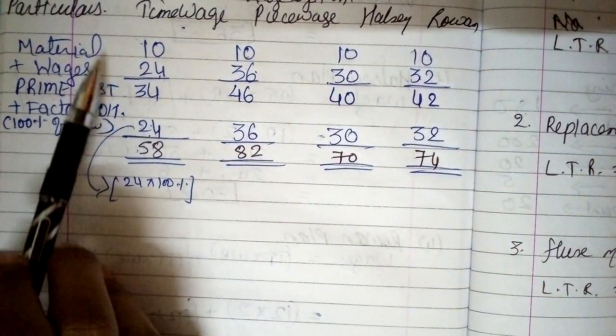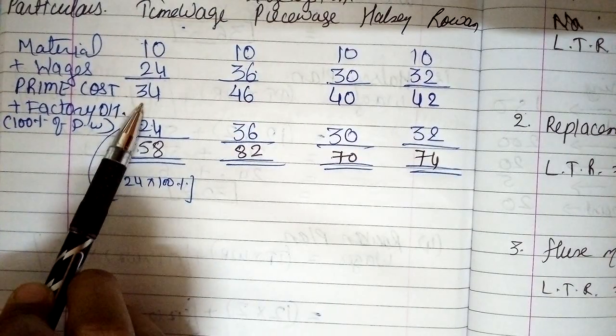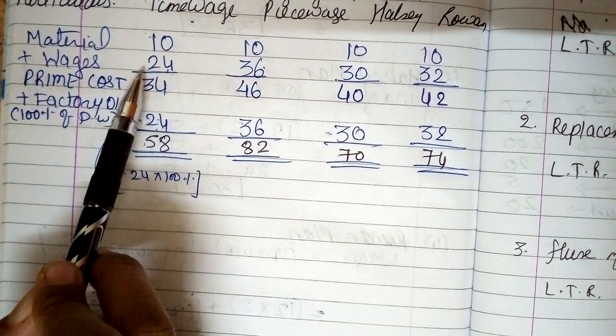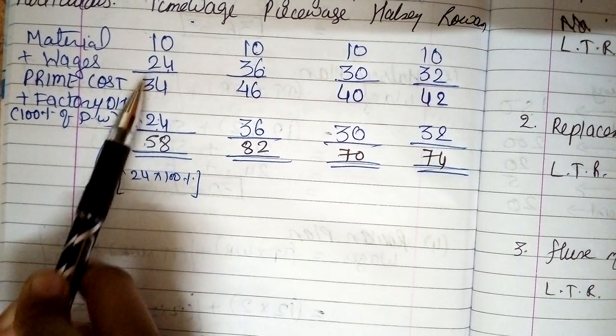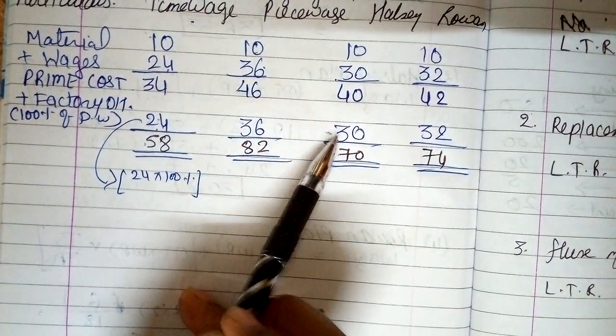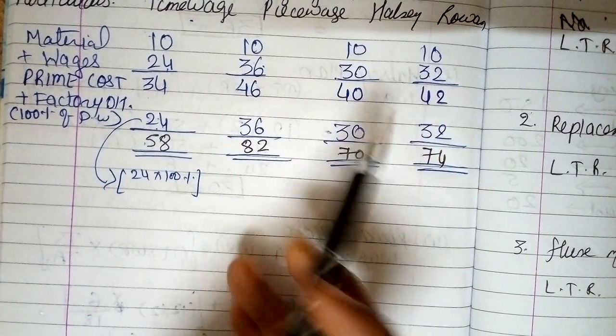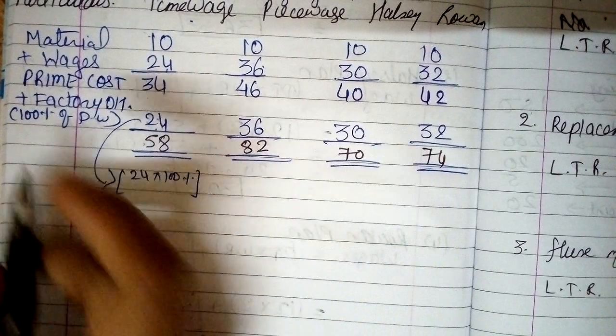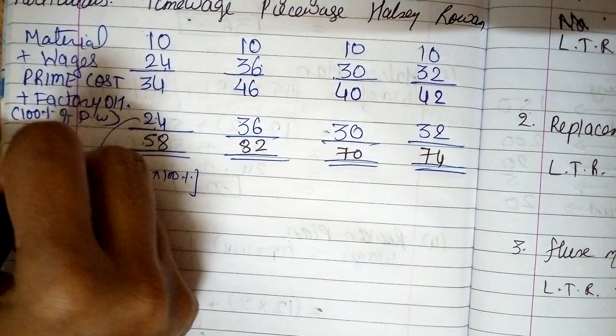I repeat, material plus wages, that is prime cost. Factory overheads are recovered at 100% of direct wages, so that is 24. So 58, here 82, 70 and 74, right? So these all are the factory cost as per various wage systems.